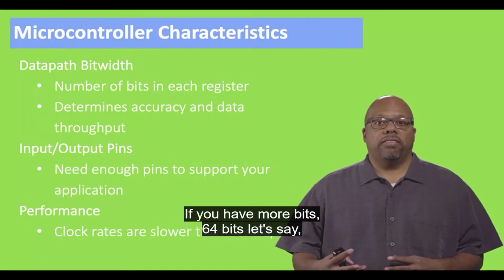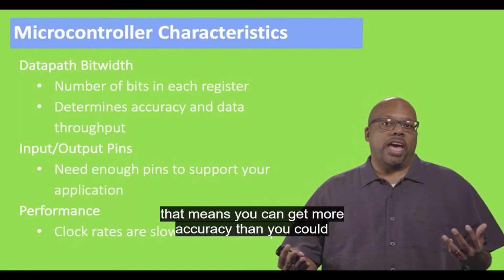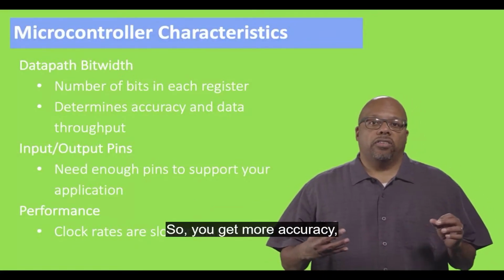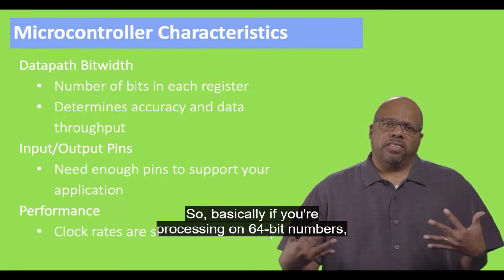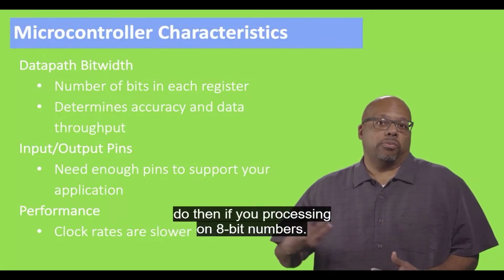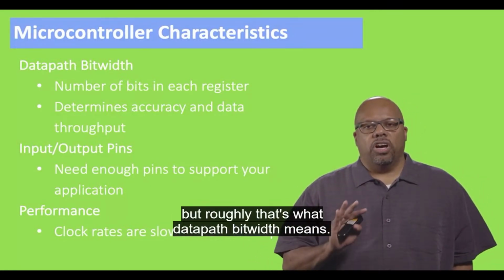Okay, so what do I mean by that? If you have more bits, like 64 bits, let's say, that means you can get more accuracy than you could with 16 bits, something like that. So you get more accuracy, and you get more data throughput. If you're processing 64-bit numbers, there's more data processing you can do than if you're processing 8-bit numbers. Now we're not going to go into architecture, but roughly that's what data path bit width means.